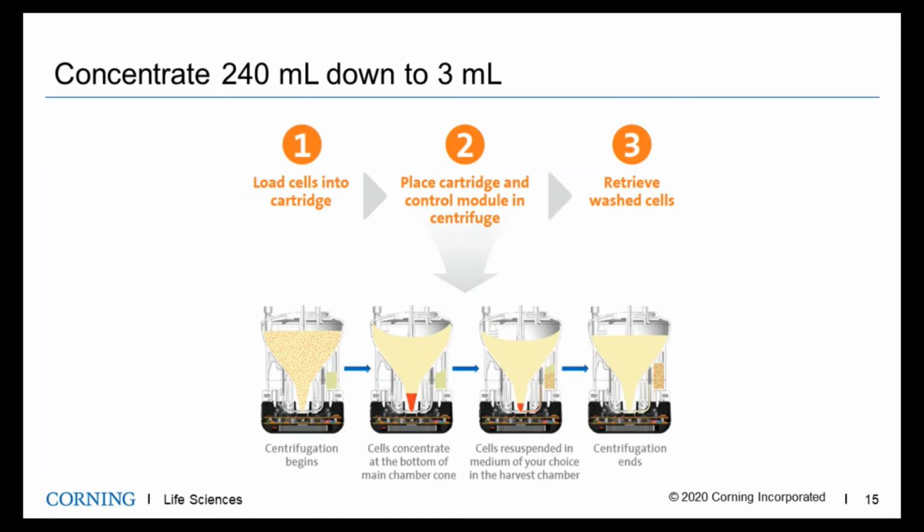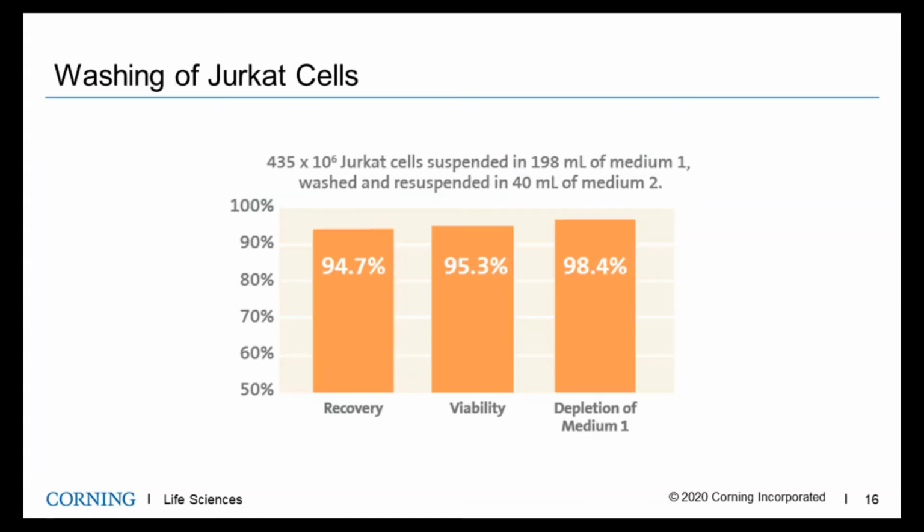Now, if you need to concentrate a sample or otherwise perform some kind of volume reduction, the system is also very capable of doing that, from volumes up to 240 mLs, concentrating all the way down to 3 mLs. Washing and buffer exchanges are also very effective, with a high percentage of media exchange occurring while retaining greater than 90% recovery and viability in the cells. You can see here this data is performed with just some Jurkat cells. However, we've seen it repeated multiple times with different cell types, and you can obtain similar results.